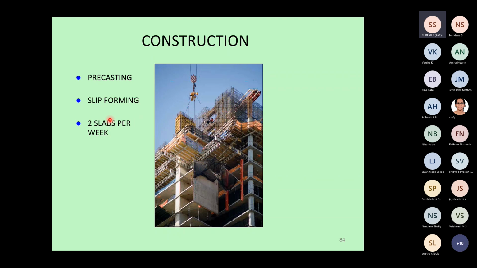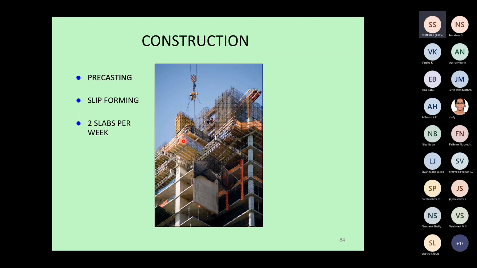In slip forming, another methodology, you go on having one set of formwork which will be slipping up in a column or a chimney as the construction progresses. This shutter is not removed. It will be slowly moving upwards as you cast the part.